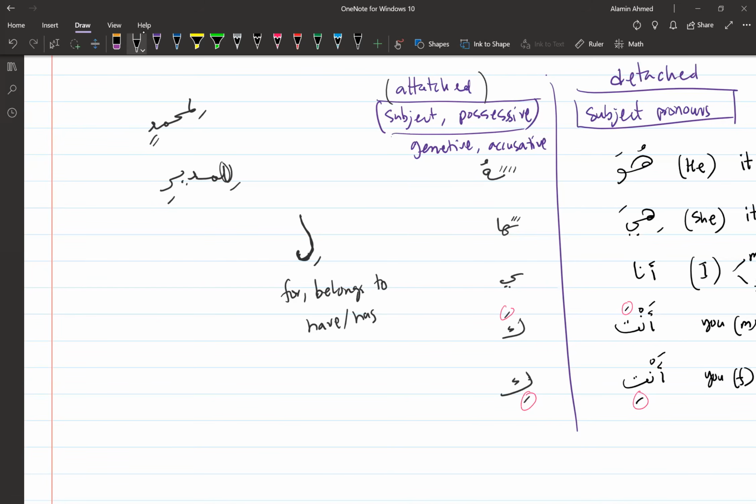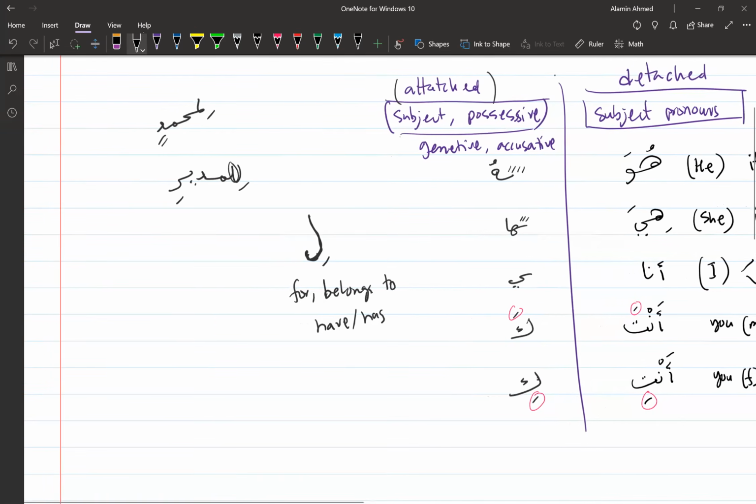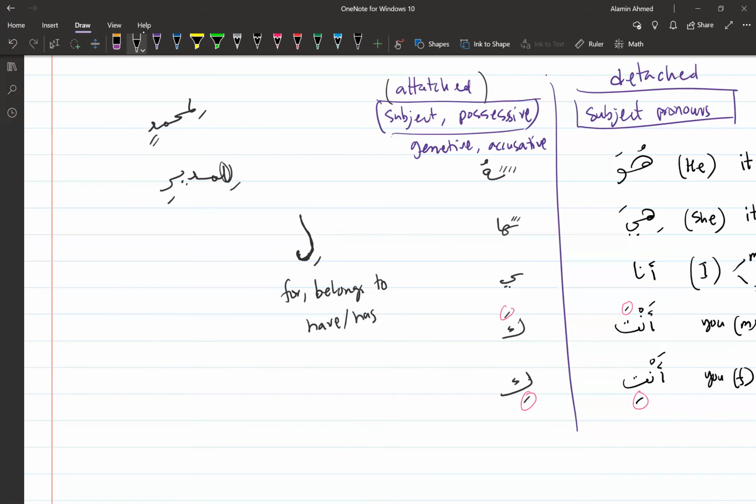Now, these are the things we have seen before, so that's not what we're trying to study today. I'm just reminding you of the role of li. How does it work? First of all, it means for or belongs to, and it's a harful jar. It's a preposition, so it needs to make things into genitive form.